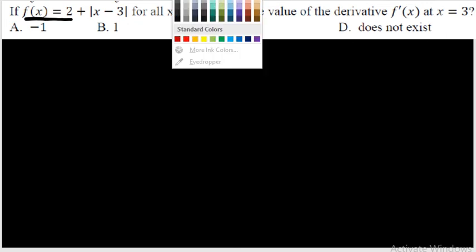The next question again, the function is given to you as you see, f of x is equal to 2 plus absolute value of x minus 3. And what is the value of the derivative of the function at 3? That means we are looking for f derivative at 3. First of all, let's derive the function.